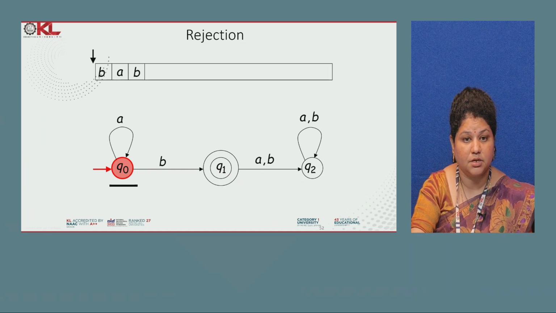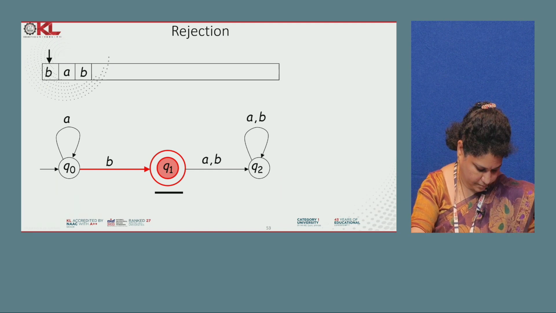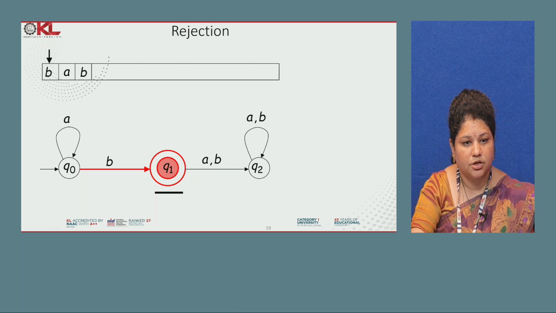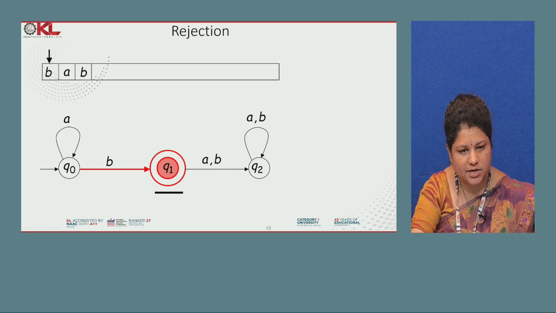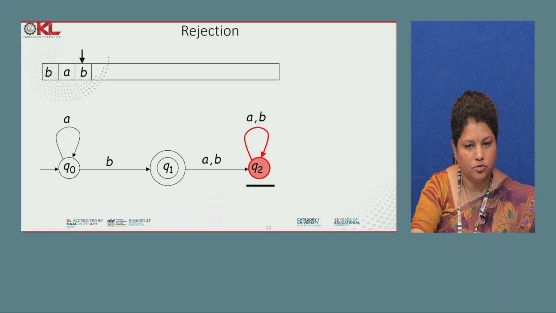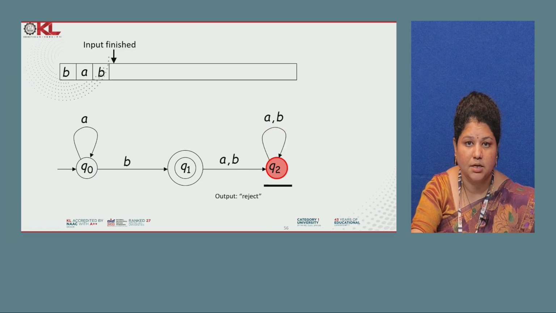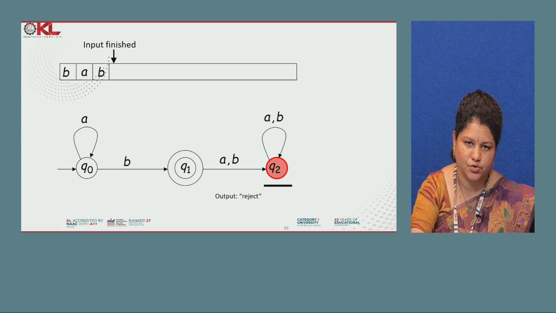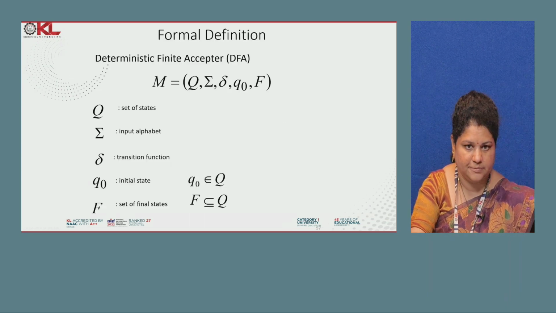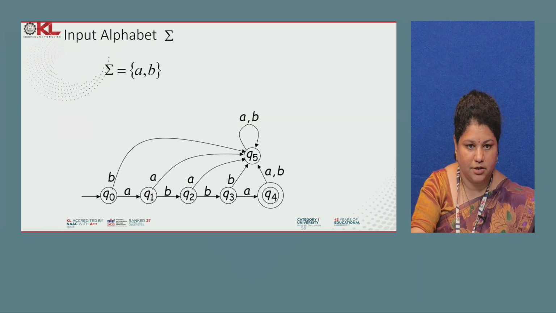So how can the string be rejected? We'll see. First, Q0 on B will reach the final state Q1. Next, from Q1, A reaches the Q2 state, and Q2 on B will reach the same state, but it is not a final state. That's why that string is rejected. In this way, the DFA is constructed.